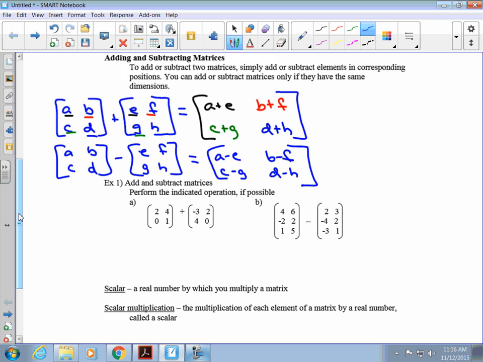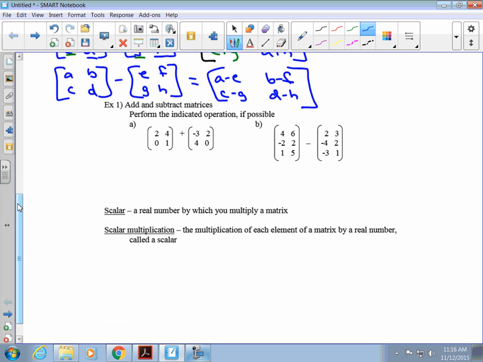Now, it may make more sense if we just look at an example. And so we'll look at example A, adding two matrices, and example B, we're going to be subtracting two matrices. So again, we're going to add the corresponding elements. So we have 2 plus negative 3, which is negative 1, 4 plus 2, which is going to be 6, 0 plus 4 is 4, and 1 plus 0 is 1. So our answer, when we add these two matrices together, is simply that. Row 1 is negative 1, 6, and row 2 is 4 and 1.